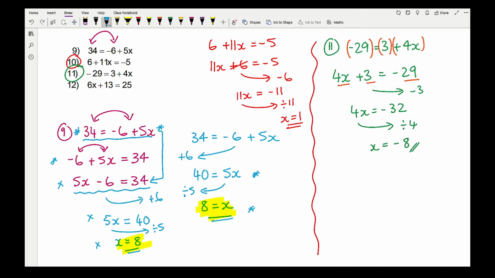And then finally, question 12, I've got 6x plus 13 equals 25. So again, take away 13, so 6x equals 12, and divide by 6, so x equals 2.